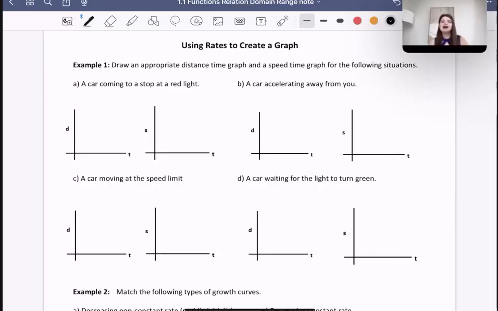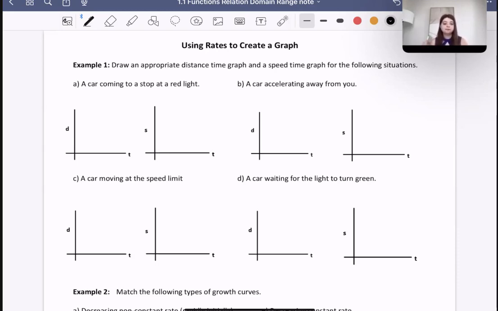Hello, everyone. Welcome back. Today, I'm going to be talking about using rates of change to create a graph. Okay, so let's just do a quick review here on drawing appropriate distance time graphs and speed time graphs for the following situations.